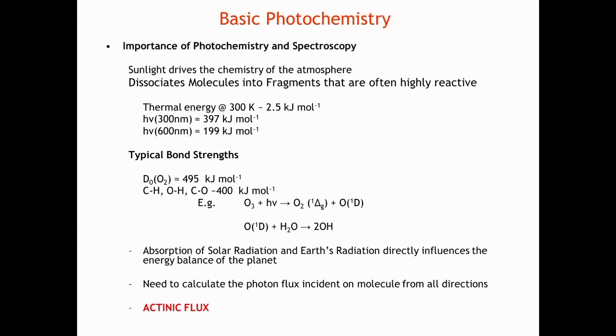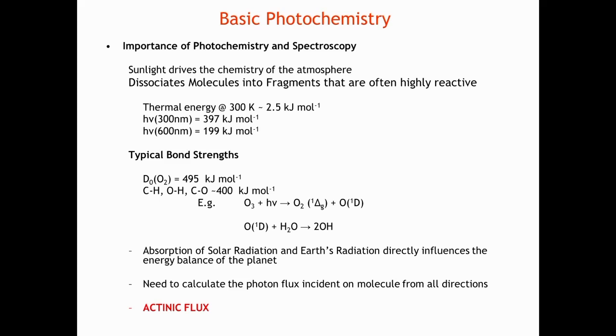So in this example here, 495 kilojoule per mole of the O2 bond, of the delta O2 transition for ozone means that photons of a sufficiently high wavelength can lead to the photolysis of ozone. So the absorption of solar radiation and the Earth's radiation directly influence the energy balance. In order to do that, you need to calculate the actinic flux.